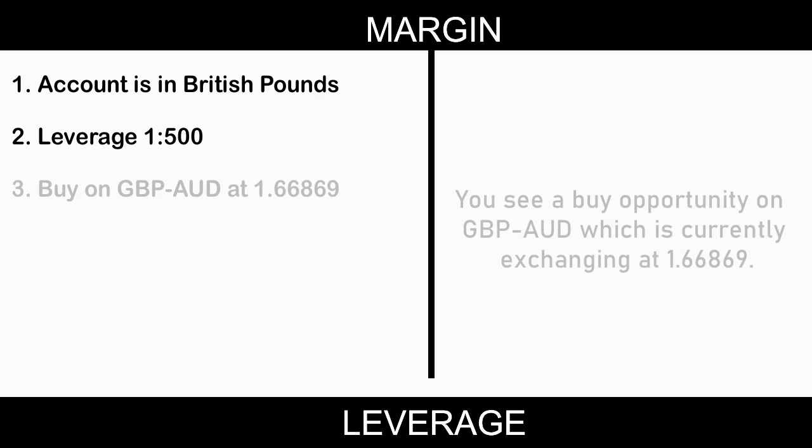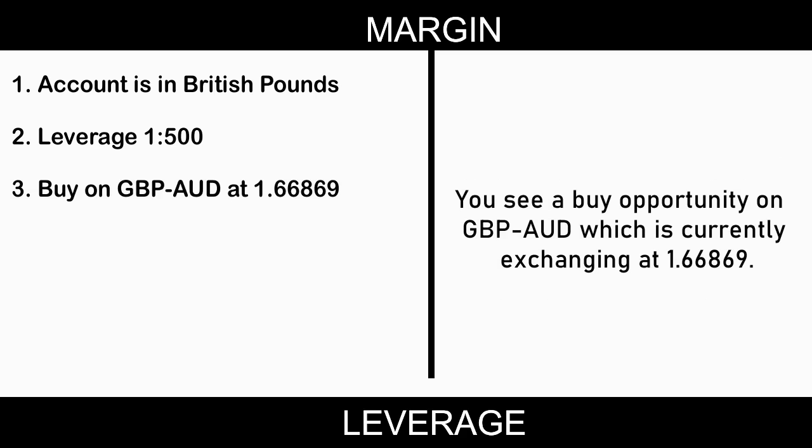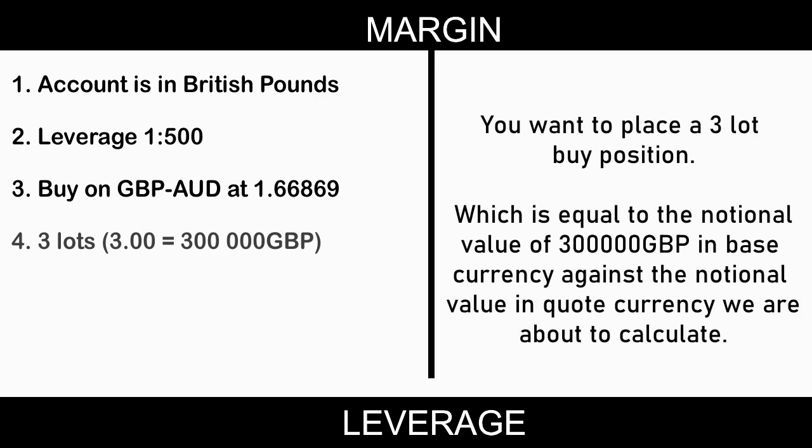You see a buy opportunity on GBP/AUD, which is currently exchanging at 1.66869. You want to place a 3 lot buy position, which is equal in notional value to 300,000 pounds in base currency against the notional value in quote currency we are about to calculate.